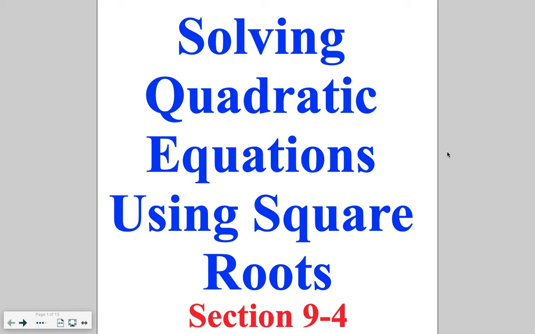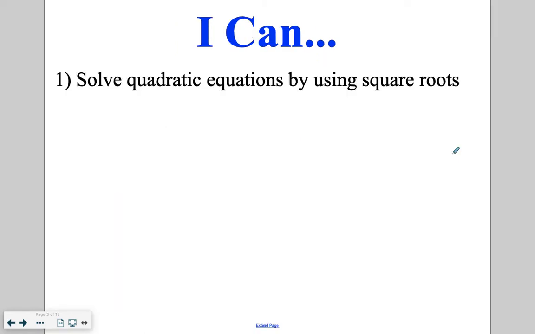Hello class, and welcome to section 9.4, which is about solving quadratic equations using square roots. By the end of today's lesson, you will be able to solve quadratic equations using square roots, including making sure that those answers are in simplified radical form.